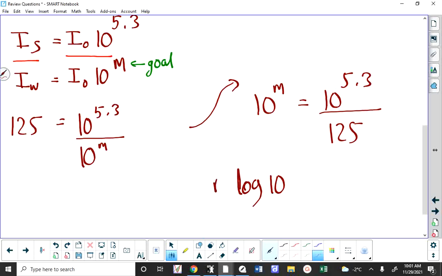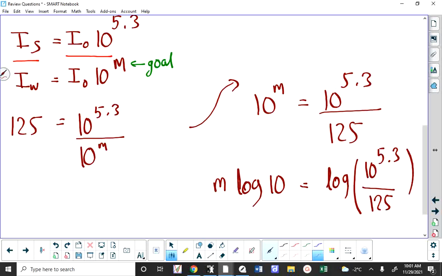Sienna, are you okay with me just moving the m in front in one fell swoop? Okay, so then we have m log 10 equals log of 10 to the 5.3 over 125. You could take log of 10 to the 5.3 over 125 and divide by log 10, but log 10 is 1. So that will be our answer.